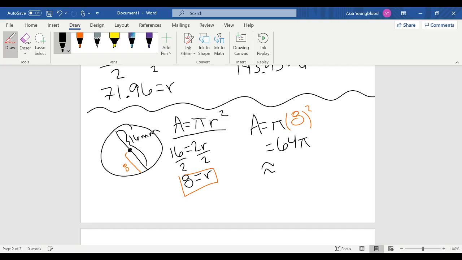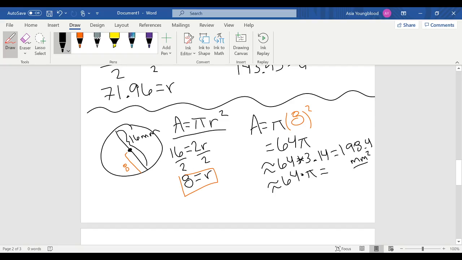If you wanted to approximate it, you could do 64 times 3.14. We'll get that number. And remember, you could also do 64 times pi in the calculator. So if you do the first one, 64 times 3.14, that gets us 198.4. What are our units? Square millimeters, because we're squaring this 8, we're also squaring the units. So 198.4 square millimeters is one answer.